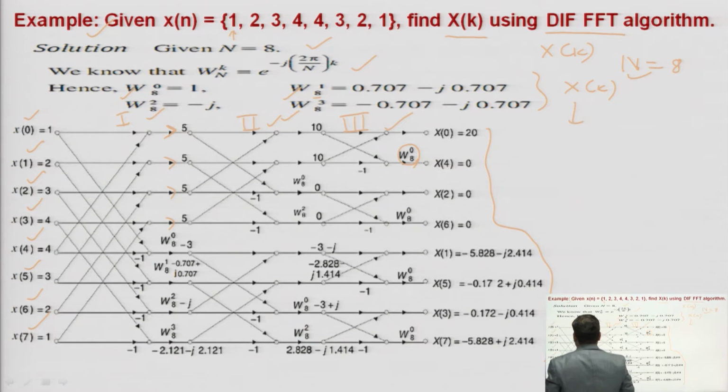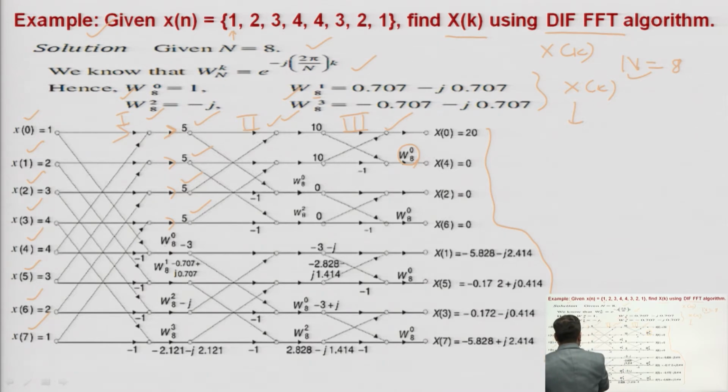So, you know this what? This plus what? x0 plus x4. So, 1 plus 4 is equal to 5. Now, x2 you want to calculate. So, it will be x1 plus x5. So, 2 plus 3 is equal to 5. Similarly, you can calculate this one.